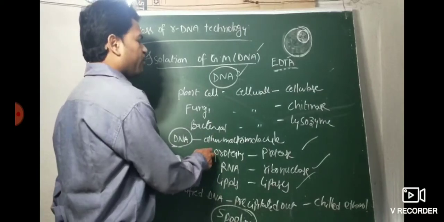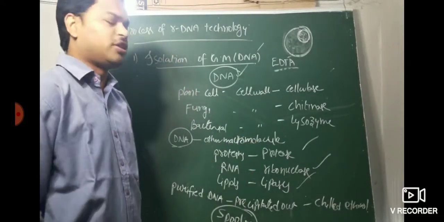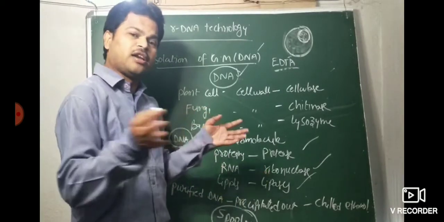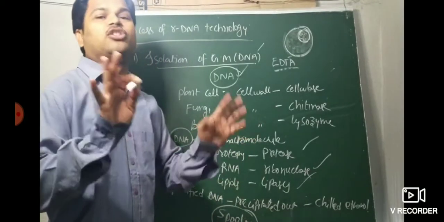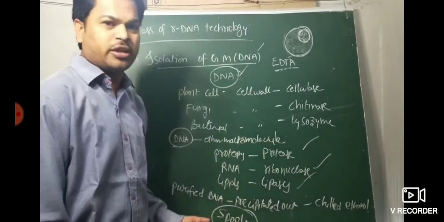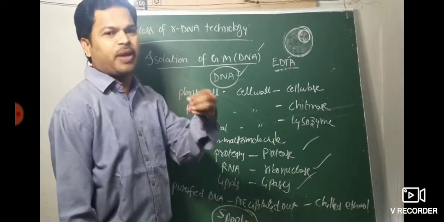So proteins are removed by proteases. Proteins are digested, proteins are removed by protease enzymes. RNA is treated with ribonucleases, then RNA is also removed. Lipids are treated with lipases, then lipids are also removed. Then if any other molecules are there, they will also be removed by appropriate treatment.